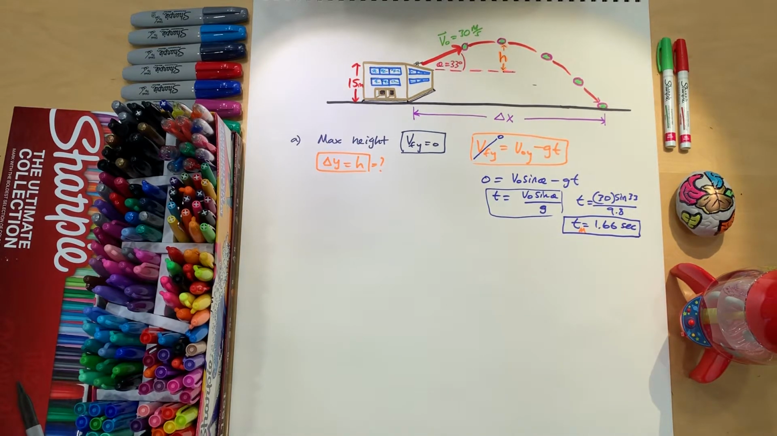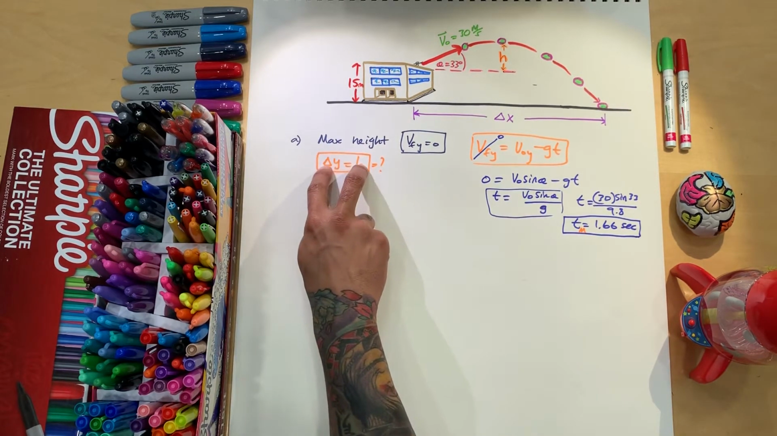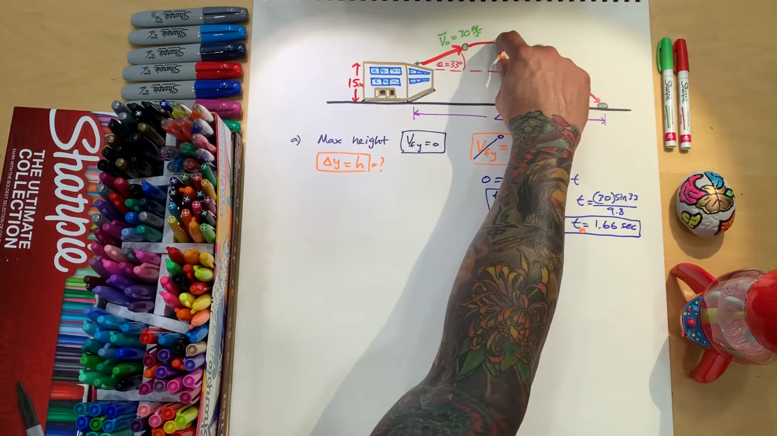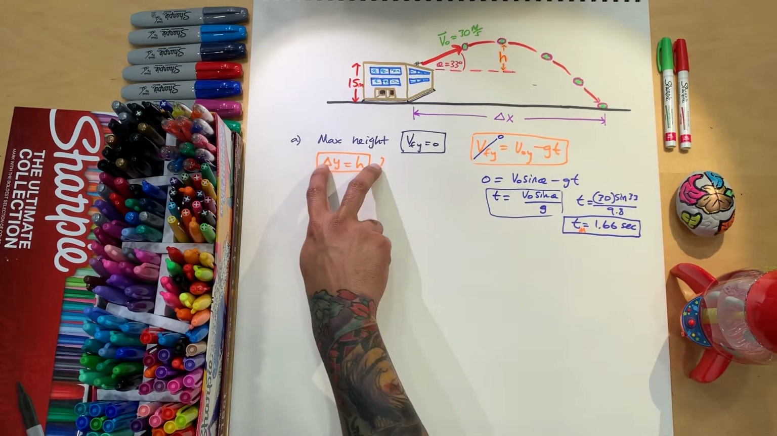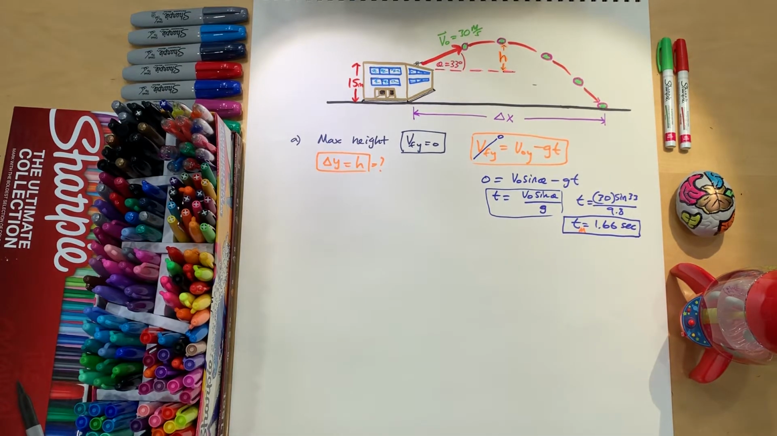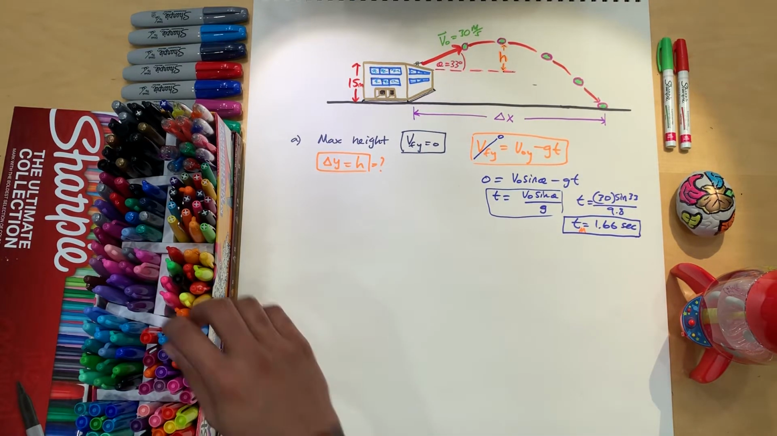Now that we have that, what was our initial question? Let's look for how high above the roof it goes, like the max. So we found time. Let's write down this equation here to see if we see anything relative that we can use.